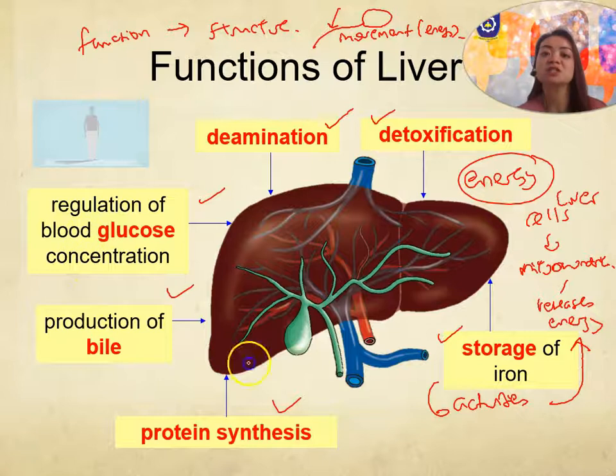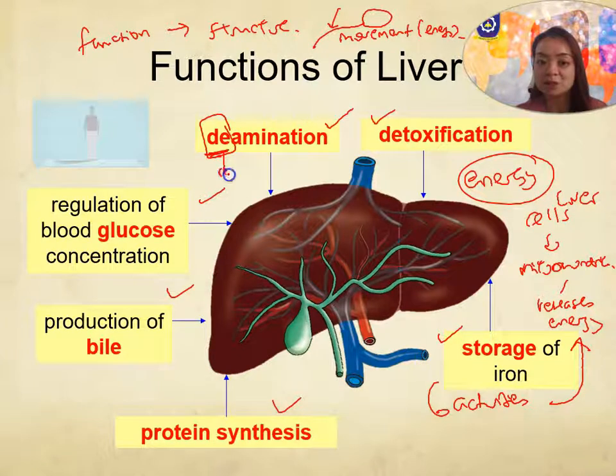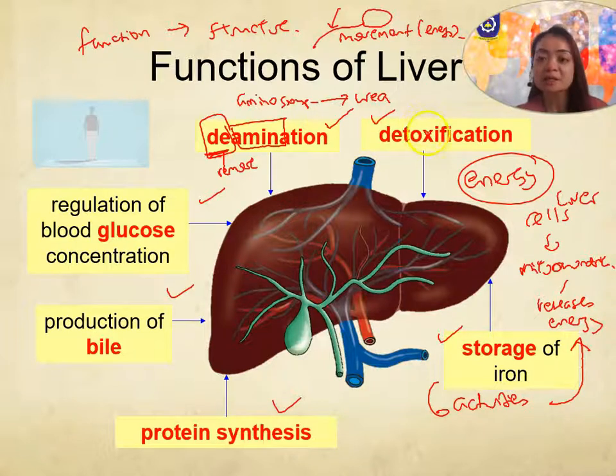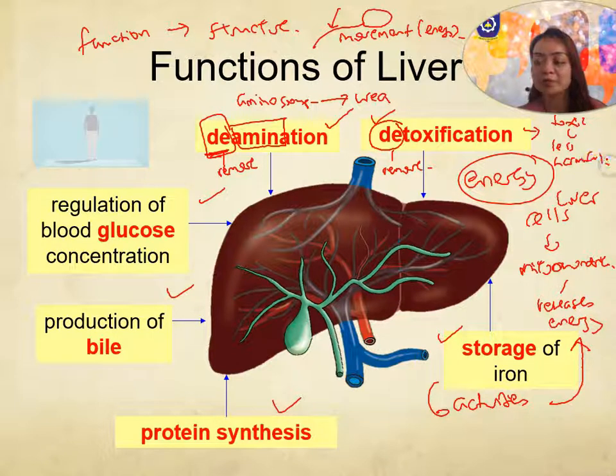Alright, so these are just some functions of the liver. It is involved in deamination. Remember, in bio, de means to remove. Amination means you are removing the amino group of the amino acid. So you're actually taking amino acid and converting it into urea, which is a less toxic substance. Next thing, the liver is also involved in detoxification. Again, you see the word de appearing. So in bio, de means to remove. So what you are doing is removing the toxins. So you are changing something from toxic into less harmful, or basically into harmless substances.